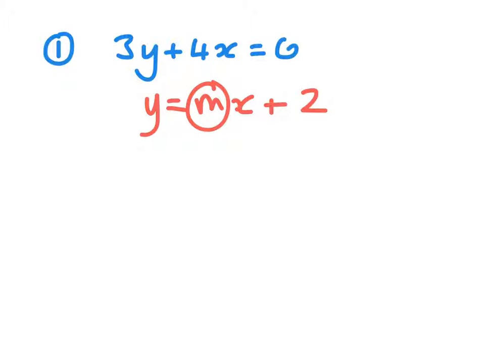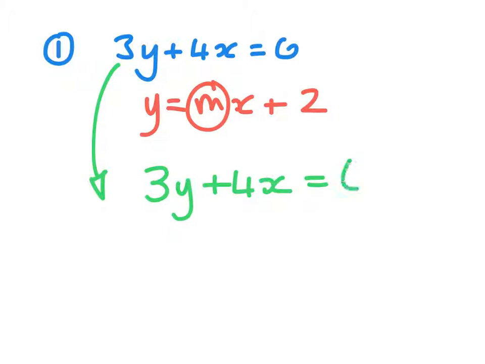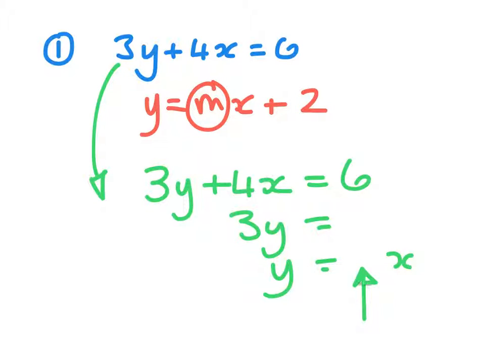Now the first thing we need to do is get that first line, and instead of writing it as 3y plus 4x equals 6, we need to take the 4x over, so it's 3y equals, and then we need to divide by the 3, because what we're looking for is this number here, because this number here will tell you the line which is parallel. If it's perpendicular, you know how to do that.